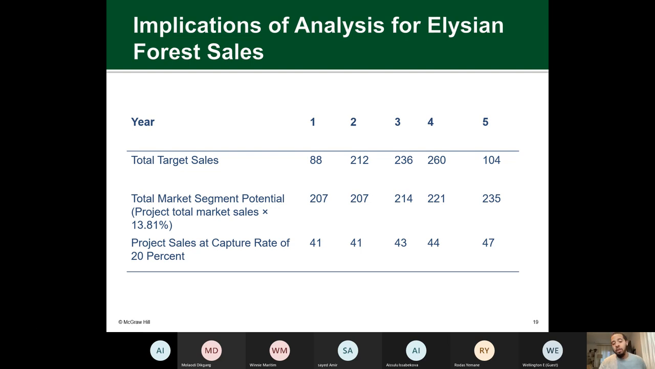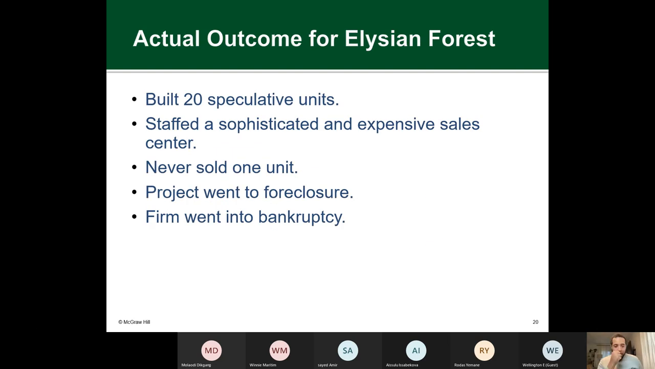So looking at these numbers projected on everything, they figured every year they would sell more homes because it was necessary. So they did, which was great. They built out units so that people could actually see what the home looked like. The project went to foreclosure. So you have issues where, even if the research showed the demand was there, sometimes it's the other end. It's the company itself when it comes to execution.